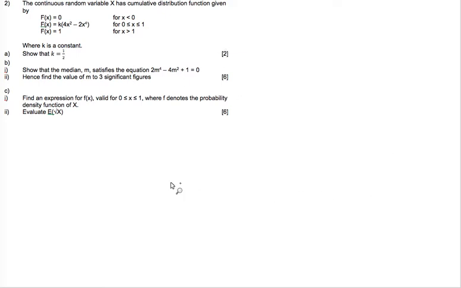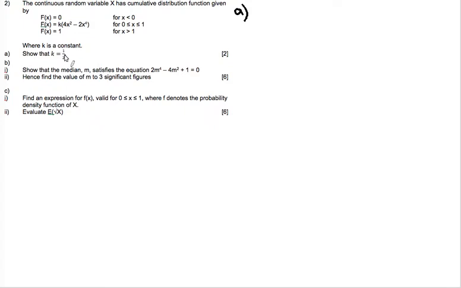Okay, so we are told that the discrete random variable x has a cumulative distribution function given by this function here. So before x is equal to 0, the cumulative probability is 0. Between 0 and 1, the cumulative probability is defined by this function here. And then for x greater than 1, the cumulative probability is 1. So, first part is telling us that k is a constant and that we want to show that k is equal to half. So just remember, we have to actually solve this.